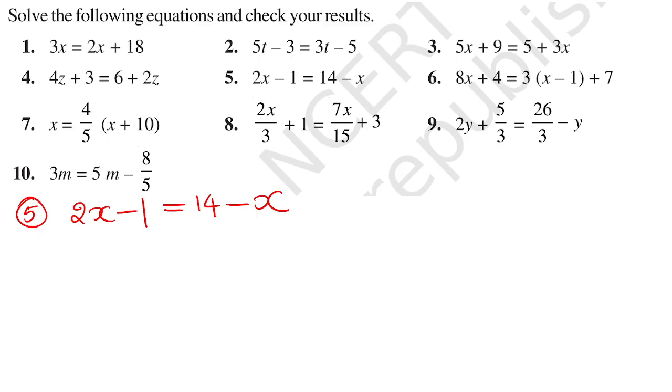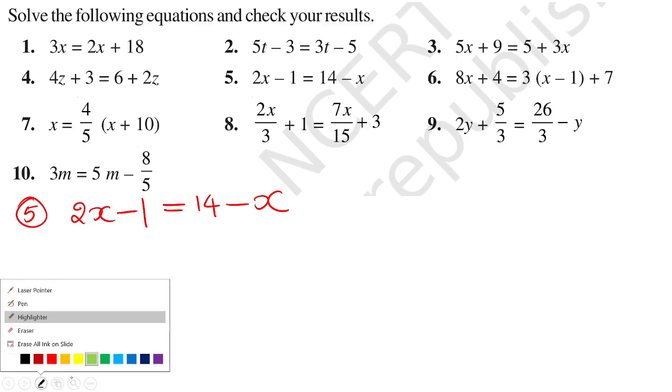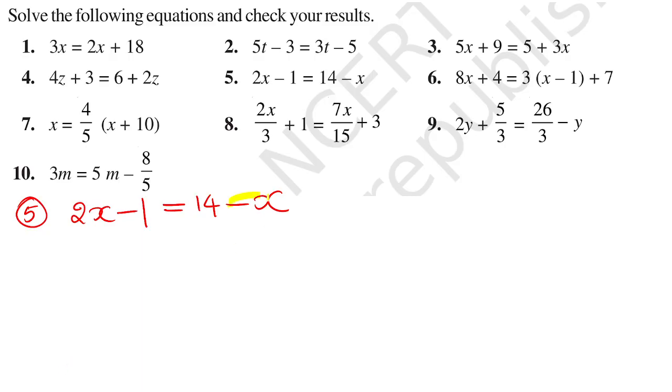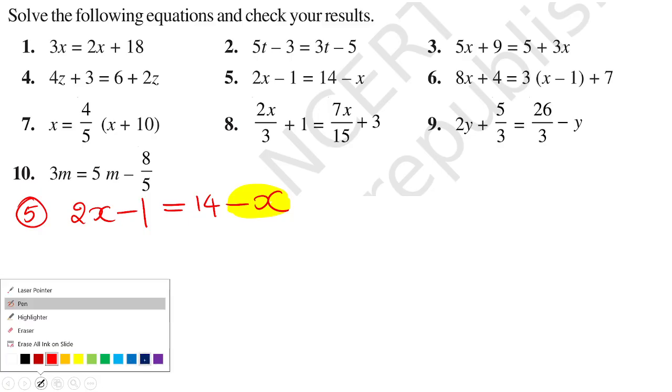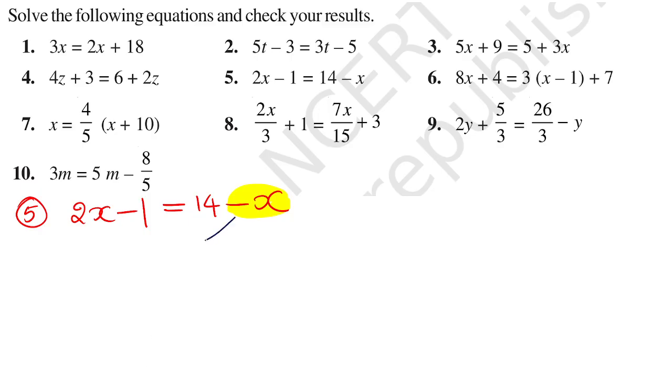Is the fifth one x equal to 13? No, I will discuss it. I think you may make a mistake. All of you listen carefully. Actually I discussed this, but you will make a mistake, I am sure. This minus x is there. The minus x is taken to the left side. What happens? It becomes plus x.